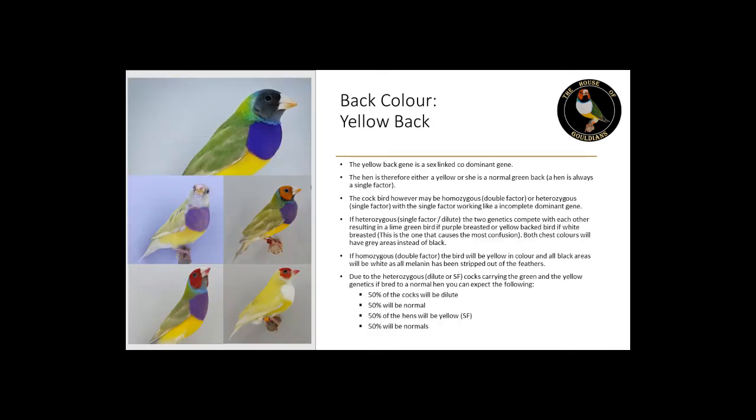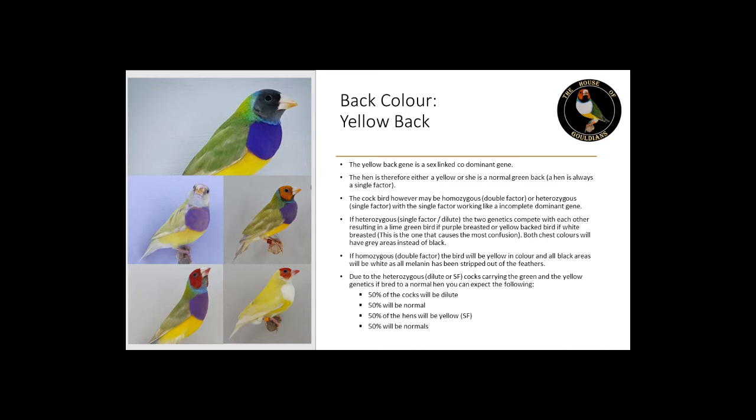This brings us to the next mutation, which is your yellow-backed Gouldian. The yellow-back is a sex-linked codominant gene. So what does that mean? Well, the cockbird can carry 2 copies of the yellow gene. If you look at the pictures on the left, most of them you'll see the green has gone from the normal dark bottle green, if you like, on the normal Gouldian, and has changed to more of a lime green. Those are all examples of single factor yellows, or heterozygous for yellow.